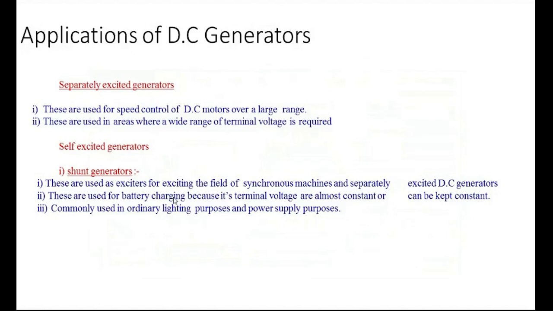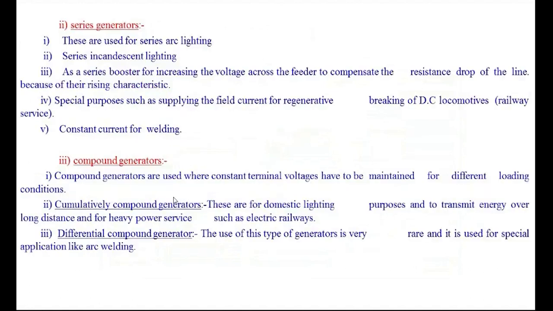Then the self-excited DC generator, the shunt generator. One type of generator is the shunt generator. These are used as exciters for exciting the field winding of synchronous machines and separately excited DC generators. Second, they are used for battery charging because the terminal voltage is almost constant. Third, they are commonly used for ordinary lighting purposes and power supply. These are the applications of the shunt generator.